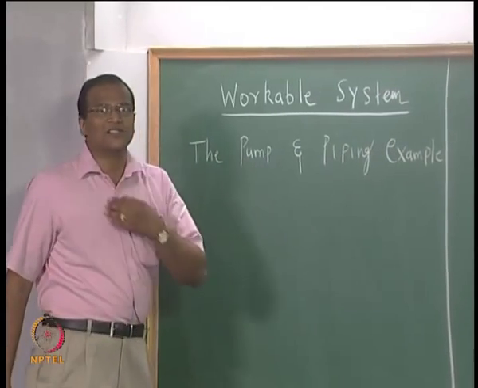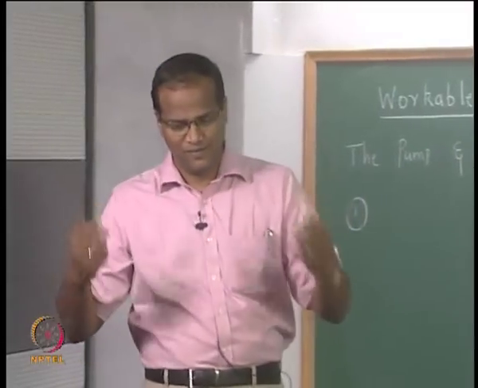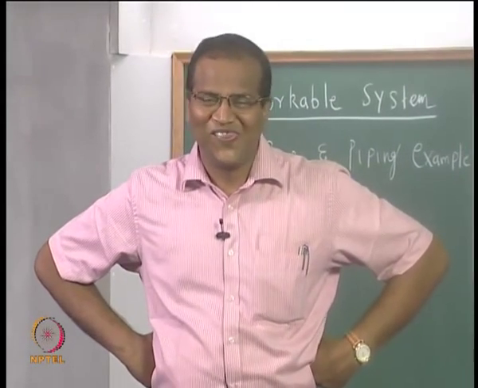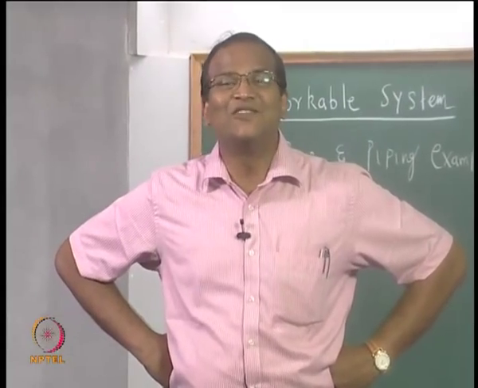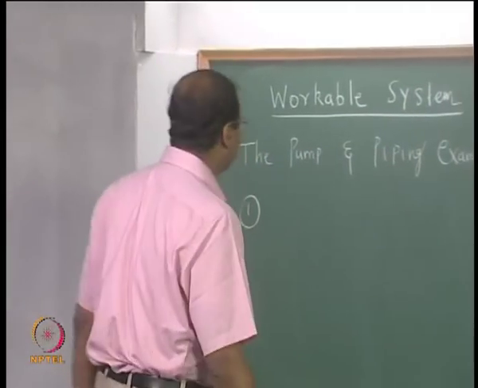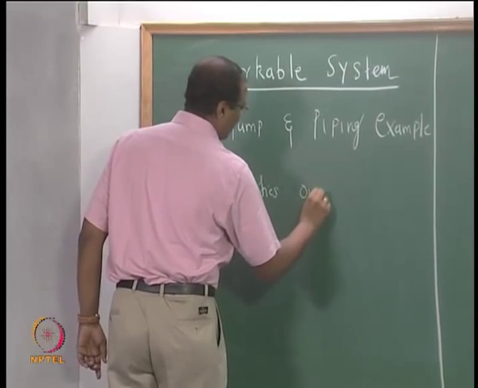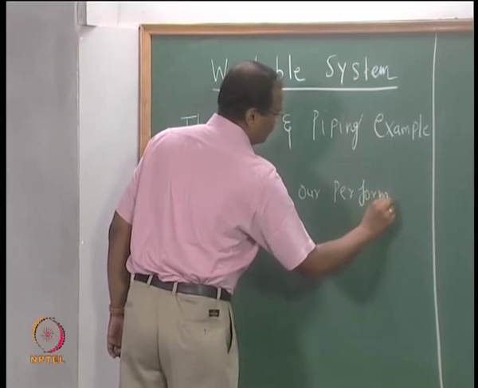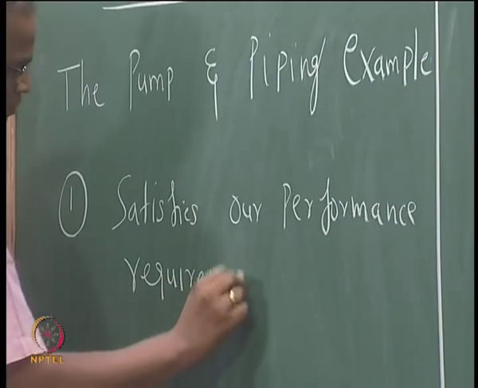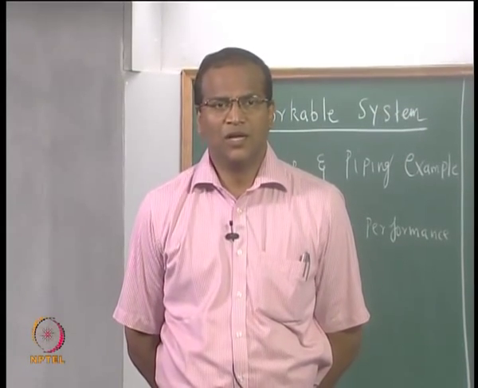So what are the features of a workable system? A workable system is one which satisfies our performance requirement. In this case it should be able to pump the water. Is that all? If it satisfies your performance requirements, it's okay.